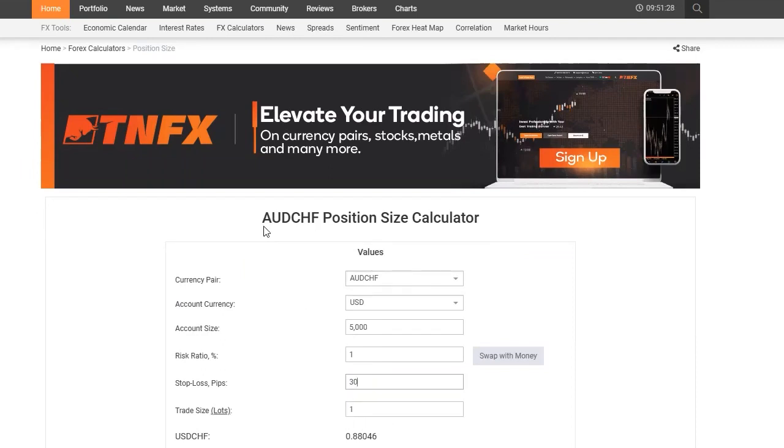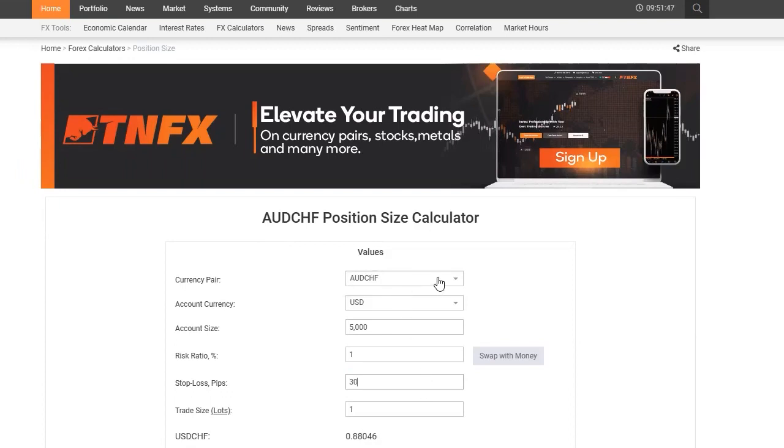Then we are doing AUDCHF, but of course, everything is calculated on the standard and the base currency, or the world reserve currency, which is the USD. That's why it's first converted to USDCHF. So you leave this one, don't bother with it.